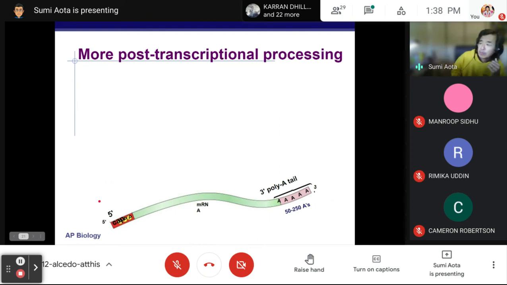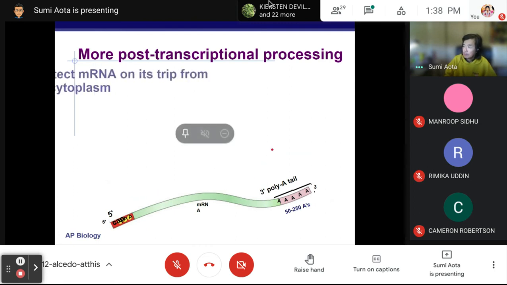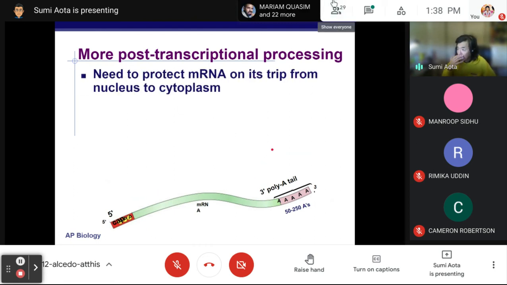So there's a little bit more post-transcriptional processing that needs to be done. The other thing that we need to do is we have to protect the mRNA in the cytoplasm to make sure that it lasts long enough to give us the proteins that we want to make. So we have to protect the messenger RNA on its trip from the nucleus to the cytoplasm.